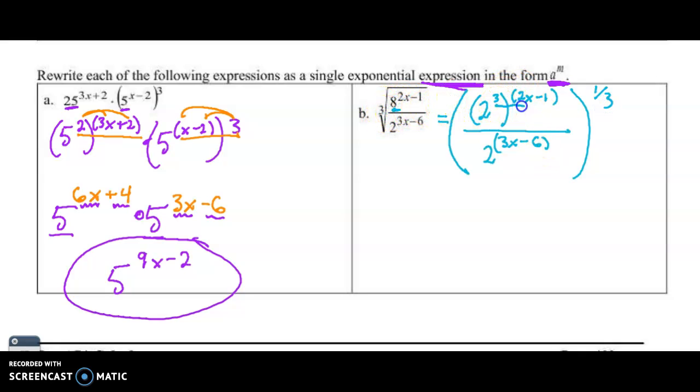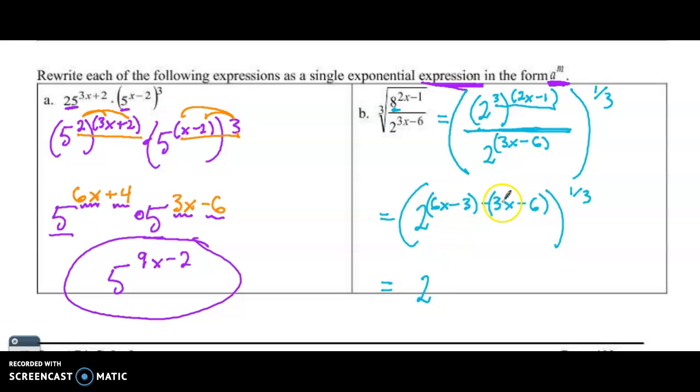So now you can see a power to a power. You're multiplying those exponents. So that becomes 2 to the 6x minus 3. And while I'm at it, I might as well go ahead and, when you divide with the same base, you subtract your exponents. So minus 3x. And notice I'm putting it in parentheses. That's important. And it's still to the 1/3 power. So I should be putting equals in here. So we're looking at 6x minus 3x is 3x. Negative 3 plus 6 becomes plus 3.